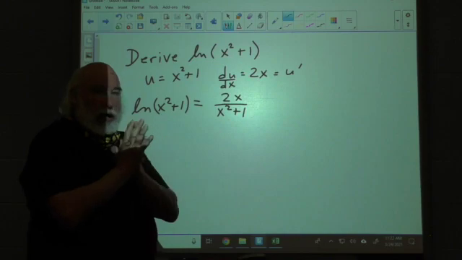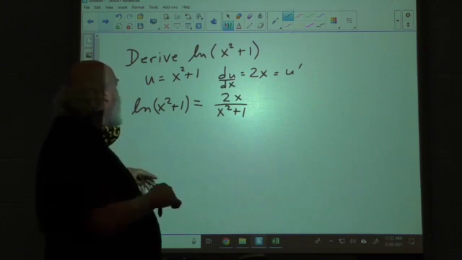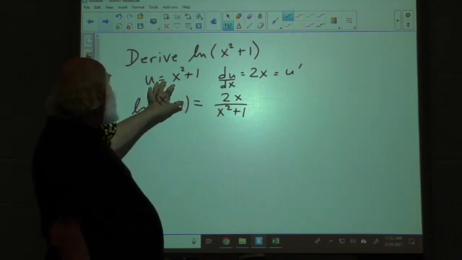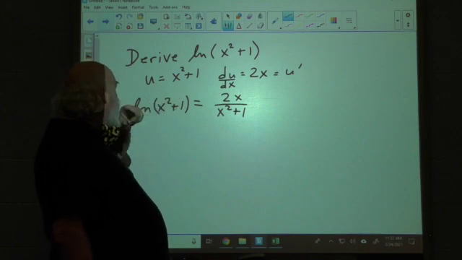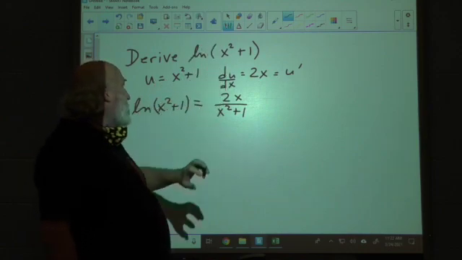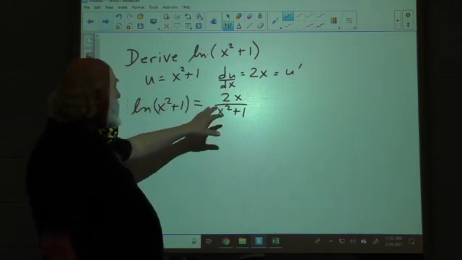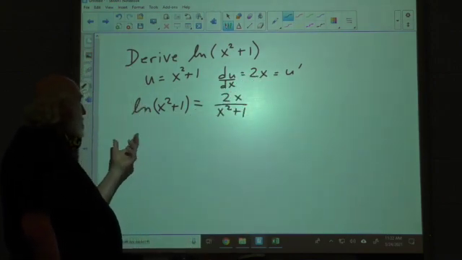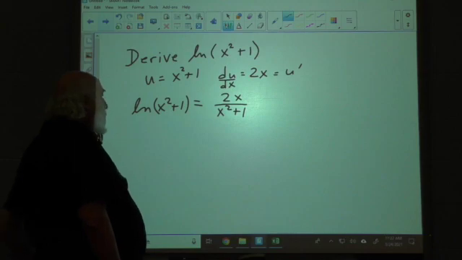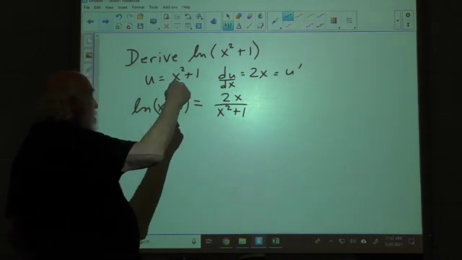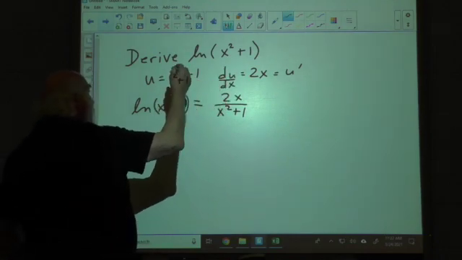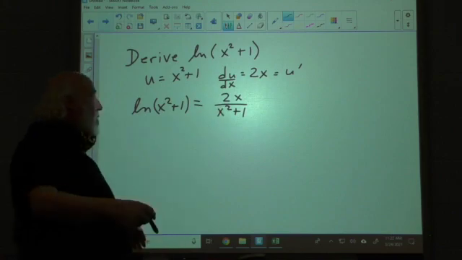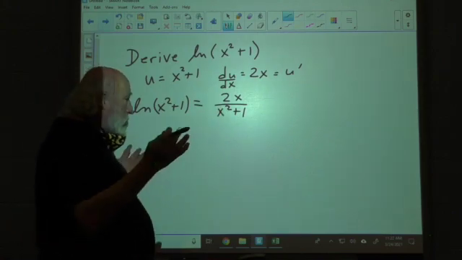Natural log of the quantity x squared plus 1. Same thing. We decide that u is going to be x squared plus 1, since that's within the parentheses there. That means the derivative of u is 2x. So the derivative is u prime, which is 2x, over u, which is x squared plus 1. Nothing cancels out. We're done.